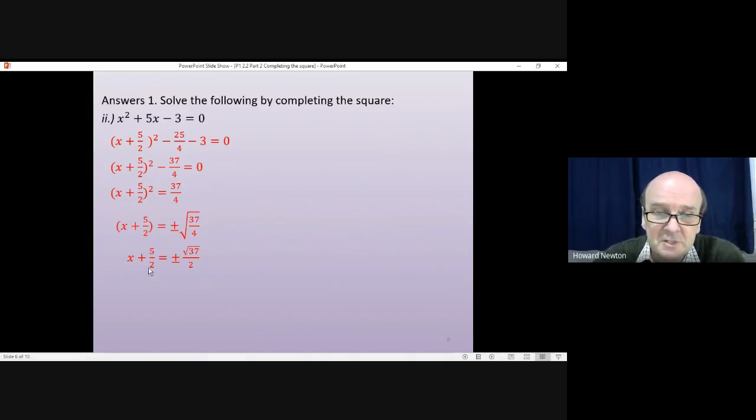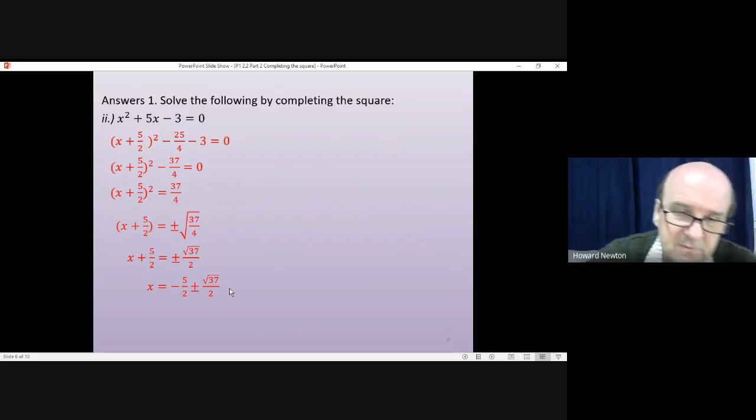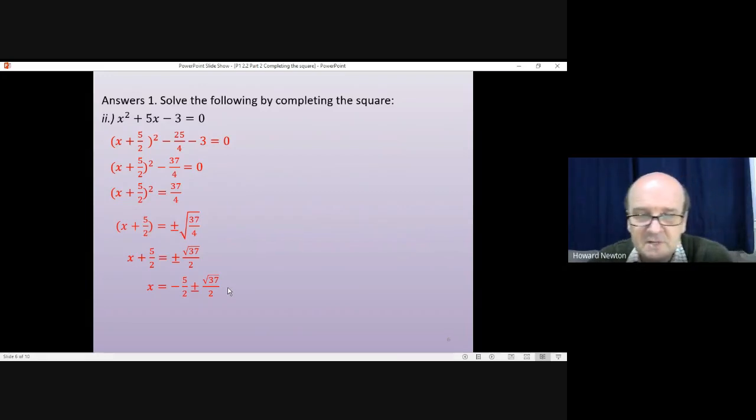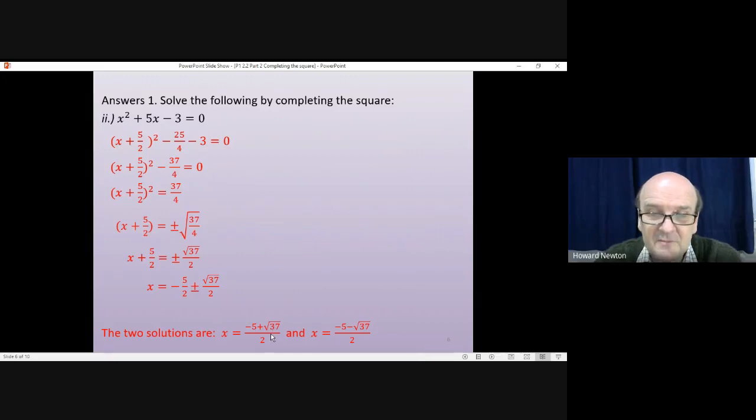The only other thing I need to do is move the 5 over 2 to the other side, and that'll give me x equals minus 5 over 2, plus or minus root 37 over 2. And this next thing also always happens. 2 is the denominator on both these fractions. That means I can combine the fractions together if I want to. I don't have to, but probably the neatest way to write down the answer is to join them together into one fraction, which would give me minus 5 plus root 37 over 2, and minus 5 minus root 37 over 2.